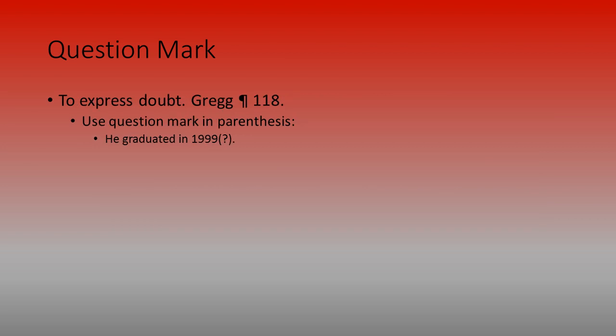Use a question mark to express doubt in parentheses. I see that a lot, actually. When you're not sure of something, that's an indicator that you need to confirm information, or that the reader knows that you're not positive that that information is correct.